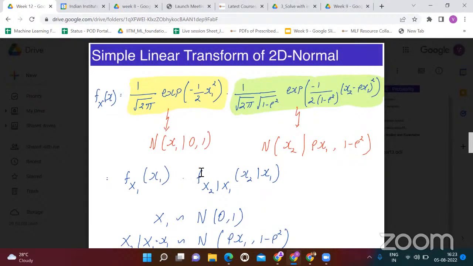So if we have to write the probability density function of x1 and x2, this can be a combination of two normal distributions. One normal distribution is x1 given 0 as the mean and 1 as the variance. The second one is x2 given rho x1 as the mean and 1 minus rho square as the variance.